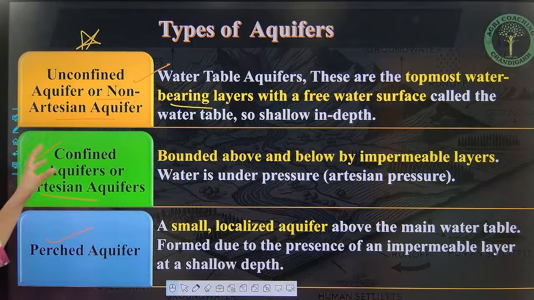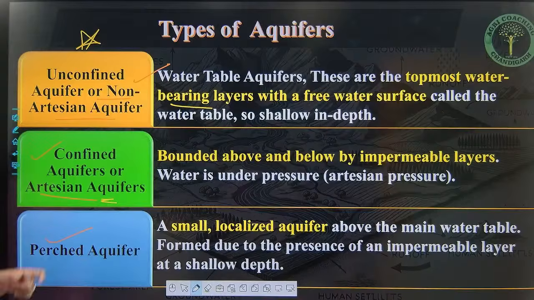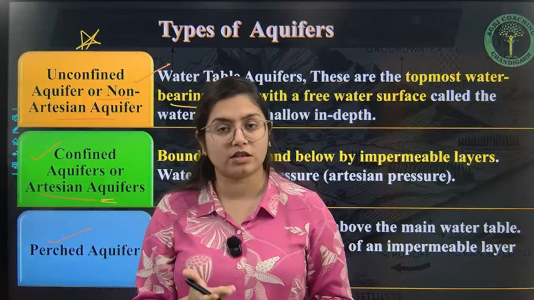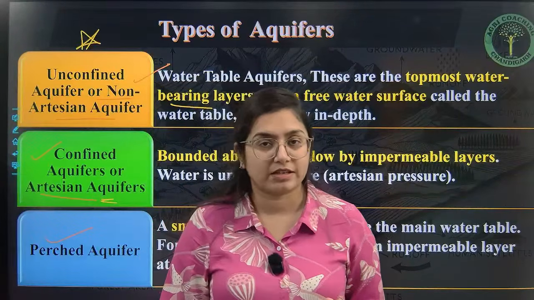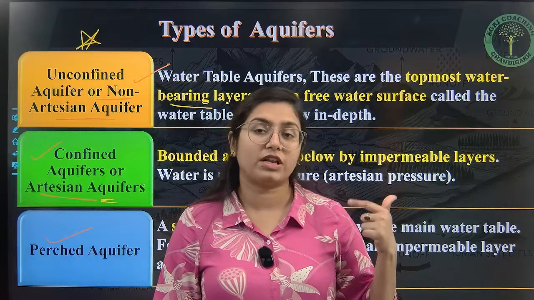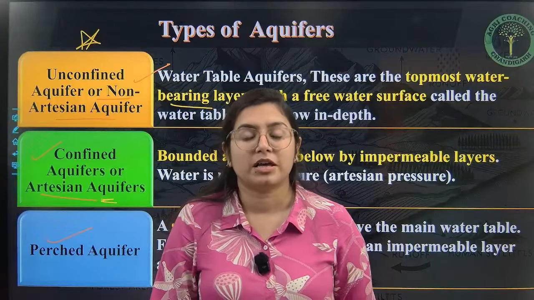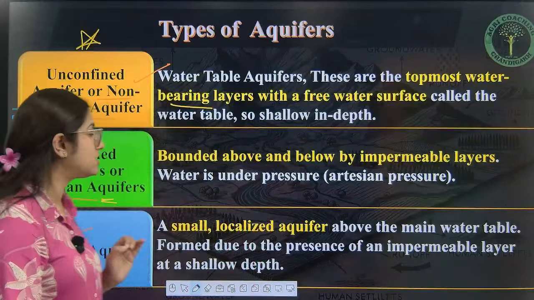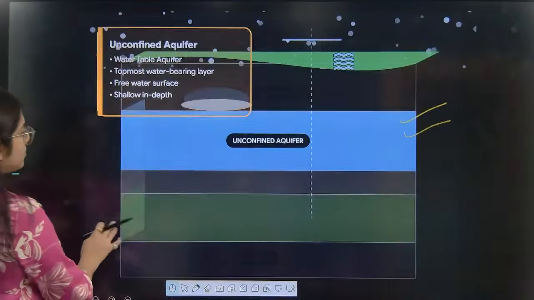Then second, we have the confined aquifer, also known as the artesian aquifer. Bounded above and below by impermeable layers, the water is under pressure. What happens in this aquifer? The water is between the two impermeable layers. As a result, water is not able to flow freely and we are not able to pump it out easily. Why? Because the impermeable layers exert a pressure on the water, and that pressure is known as artesian pressure.